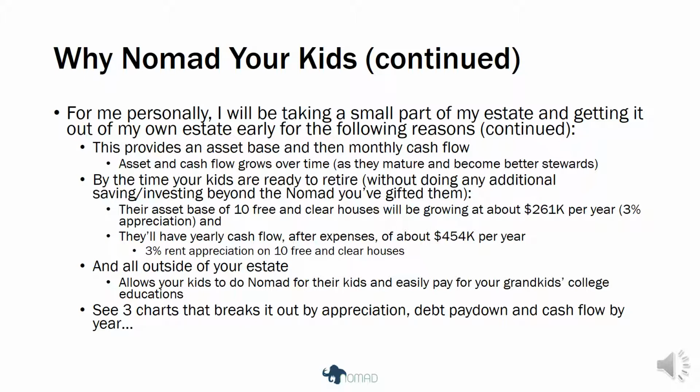So by the time your kids are ready to retire, without doing any additional saving or investing beyond the Nomad you gifted them, and I would encourage them to do their own as well, do some stocks, do some additional real estate stuff, but their asset base, just from the gifts we're giving our kids and the gifts you may decide to give yours, their asset base of 10 free and clear houses will be growing at about $261,000 per year. That's using a 3% appreciation rate.